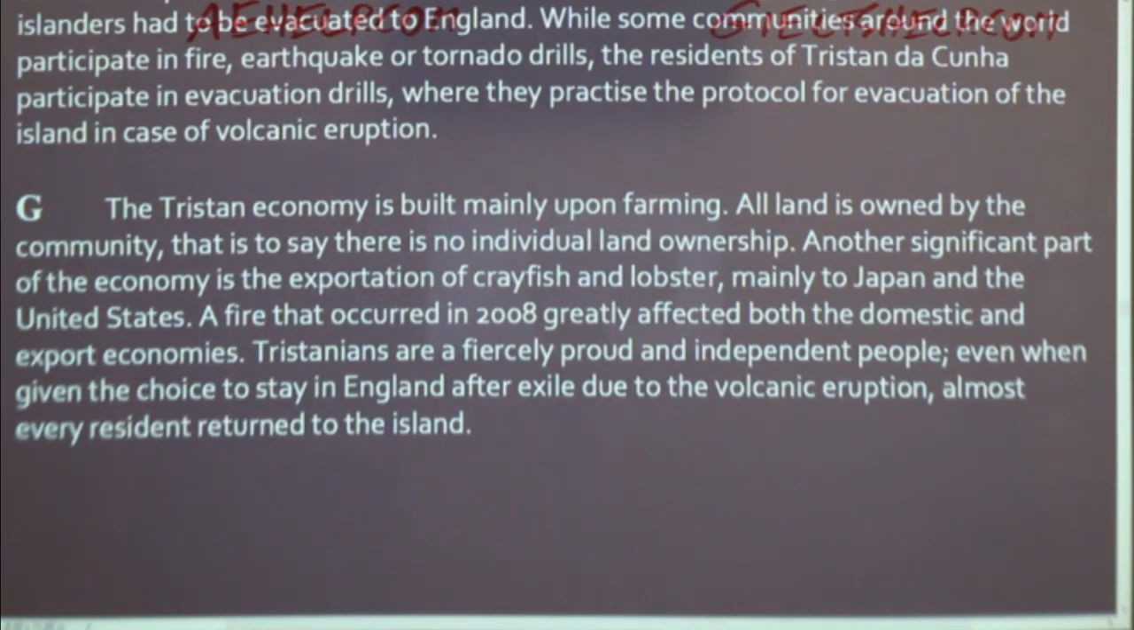The Tristan economy is built mainly upon farming. All land is owned by the community. That is to say, there is no individual land ownership. Another significant part of the economy is the exportation of crayfish and lobster, mainly to Japan and the United States. A fire that occurred in 2008 greatly affected both the domestic and export economies. Tristanians are fiercely proud and independent people. Even when given the choice to stay in England after exile due to the volcanic eruption, almost every resident returned to the island.